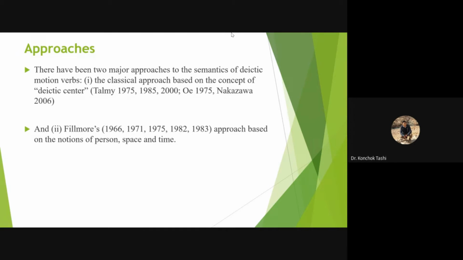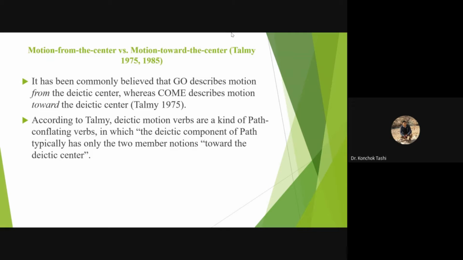Now, there have been two major approaches. One is the deictic center approach by Talmy. The second one is Fillmore's approach based on the notions of person, space, and time. In Talmy's approach, it has been commonly believed that the verb go describes motion from the deictic center, whereas the verb come describes motion towards the deictic center. According to Talmy, deictic motion verbs are a kind of path-conflating verbs in which the deictic component of the path typically has only two components: motion toward or away from the deictic center.